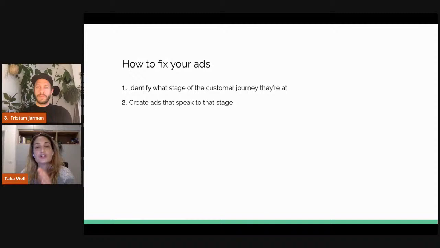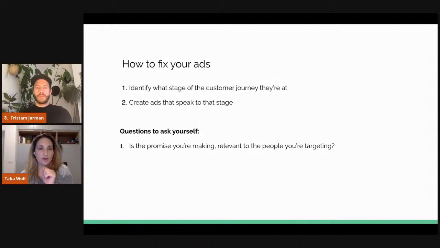So here are two questions that you can ask yourself before you start creating an ad. Okay, so is the promise that you're making relevant to the people that you're targeting? This is a question you want to ask yourself before you publish an ad. So according to people's stage in your customer journey, is your ad relevant to them? Are you offering 50% off to people who aren't even ready to buy?